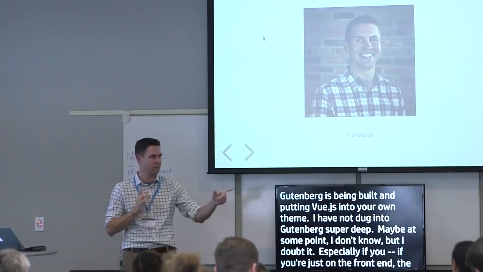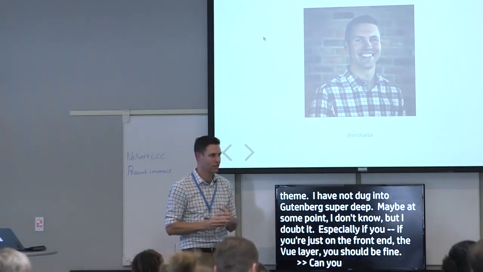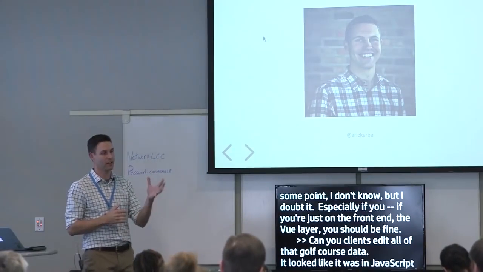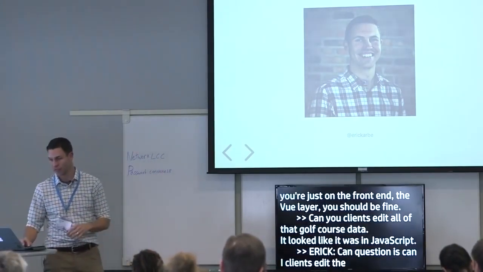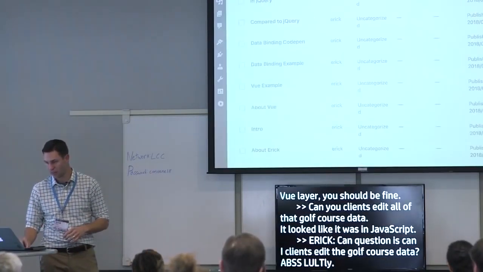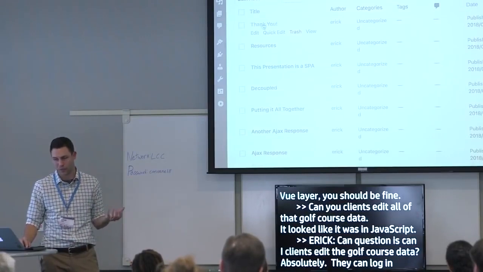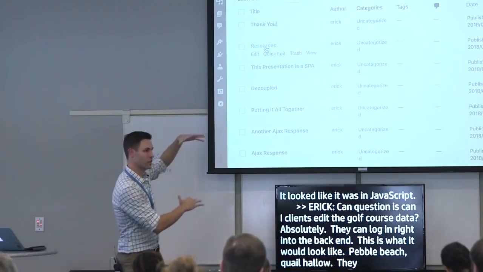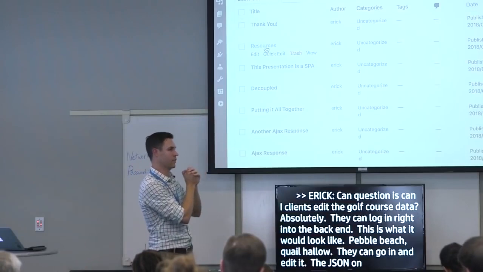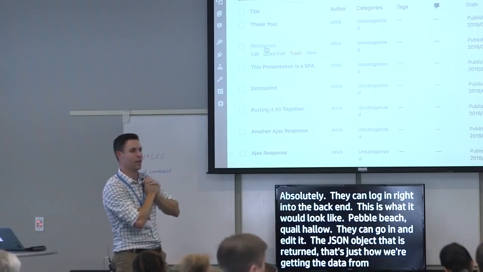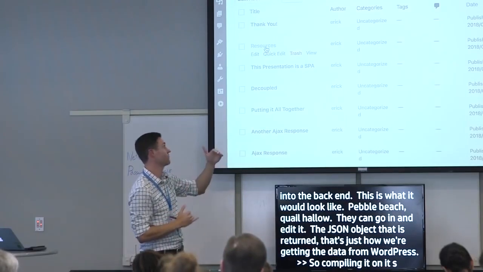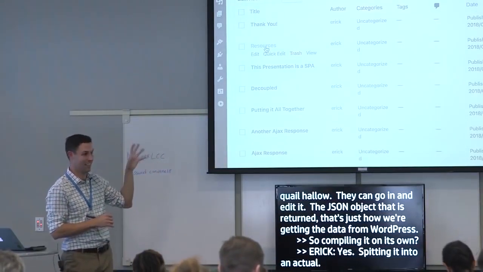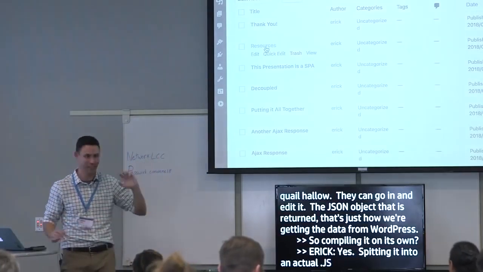Can your clients edit all of that golf course data? Because you were showing it, it looked like it was in JavaScript. The question was, can our clients edit all that golf course data? Absolutely. That's the beauty of it. They can log in right to the back end, and this is basically what it would look like. This would be Pebble Beach Golf Course, Quail Hollow Golf Course. They can log in and edit that. What I was showing, the JSON object that's returned, that's just how we're getting that data from WordPress. Yes, it's spitting it out into an actual .json file. The goal was to make it so they can edit the back end of those golf courses really easily if anything changed.